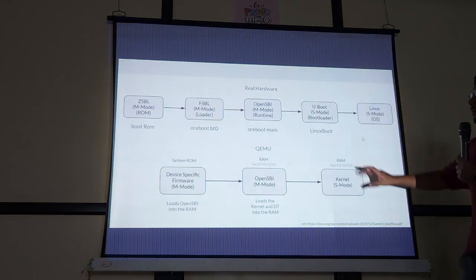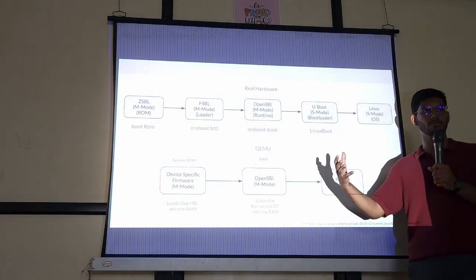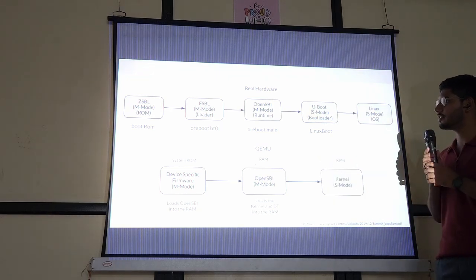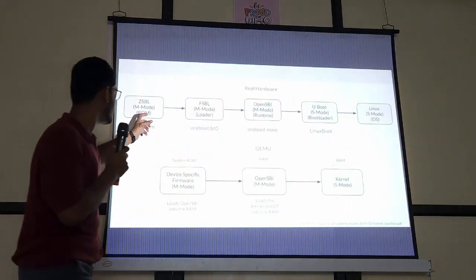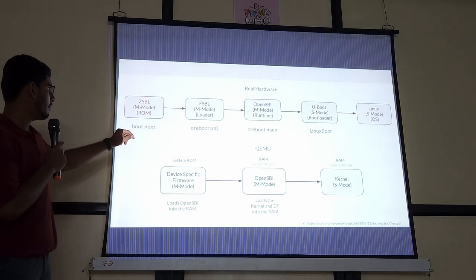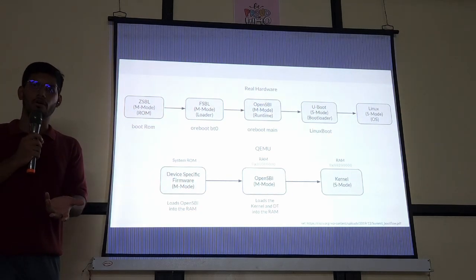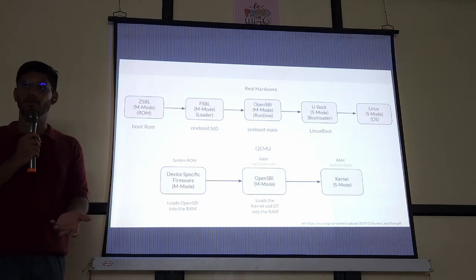So this is a brief comparison of the RISC-V booting process. The first one is the ZSBL, the zeroth stage bootloader, which is based inside the ROM of your motherboard.